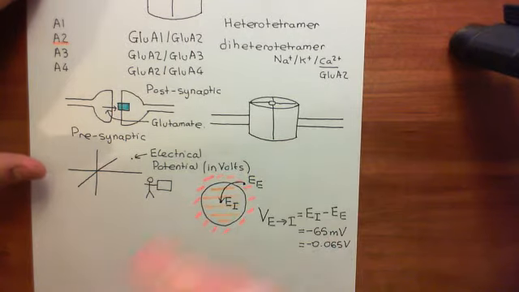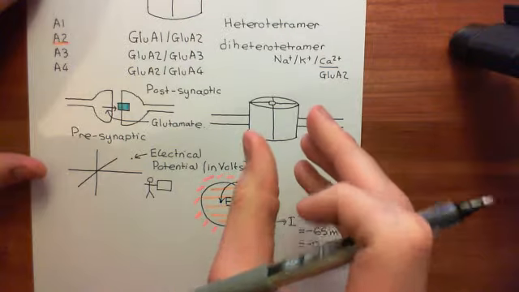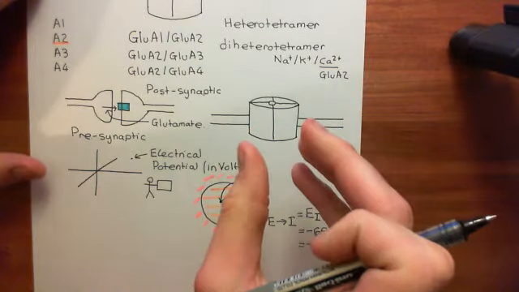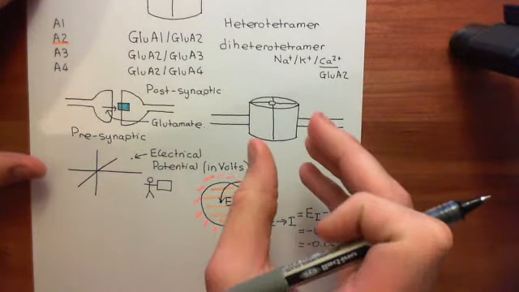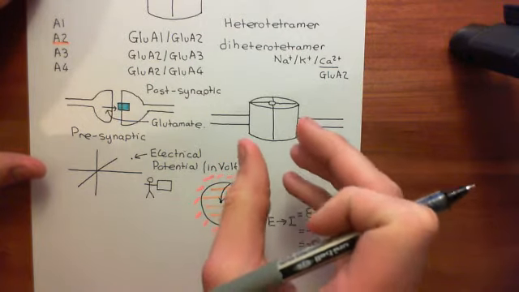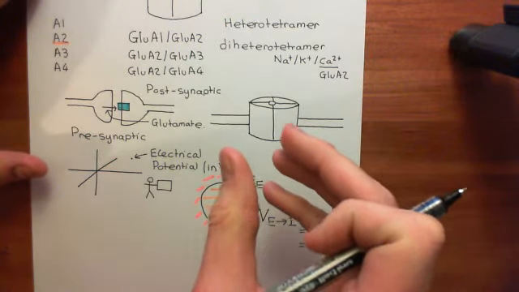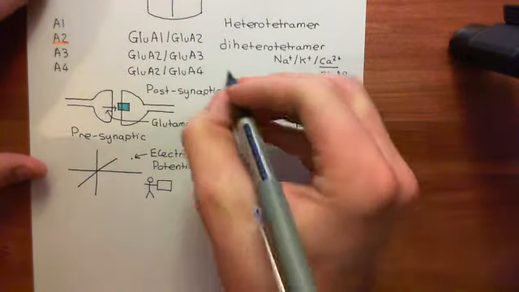Okay, right. So when this channel opens, then it's going to allow sodium ions to move through it, potassium ions to move through it, and also calcium ions to move through it. And we now need to discuss which direction we are going to get those sodium, potassium, and calcium ions moving. Okay, right, so we'll start off with sodium ions.